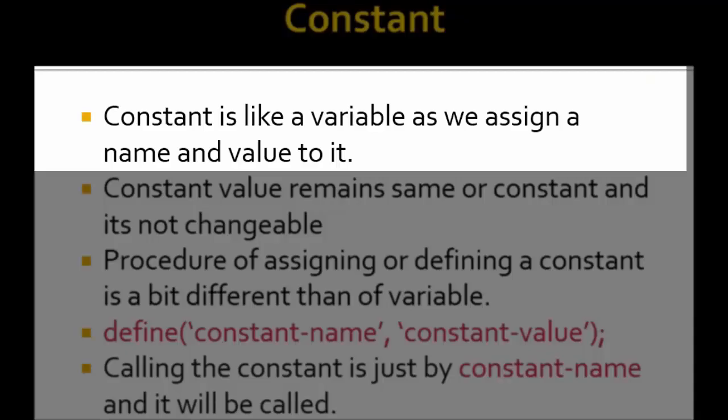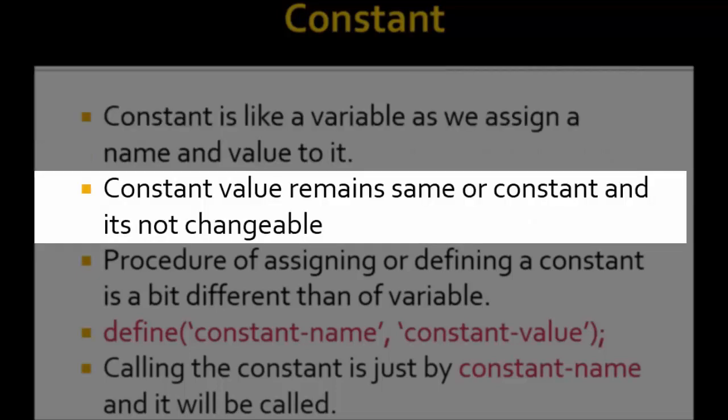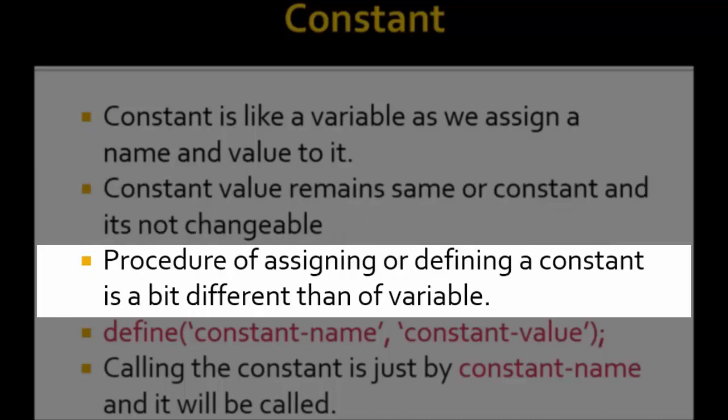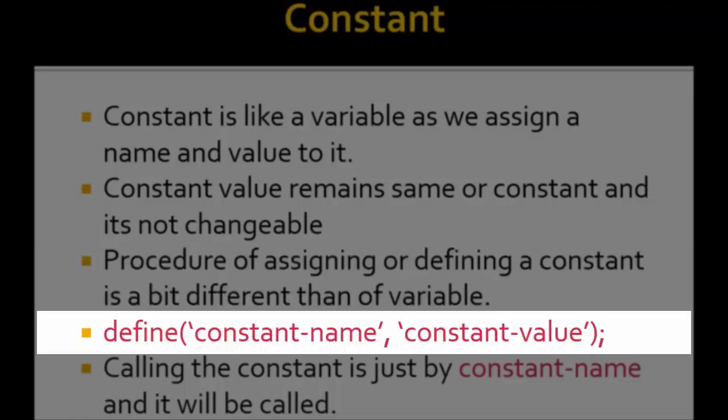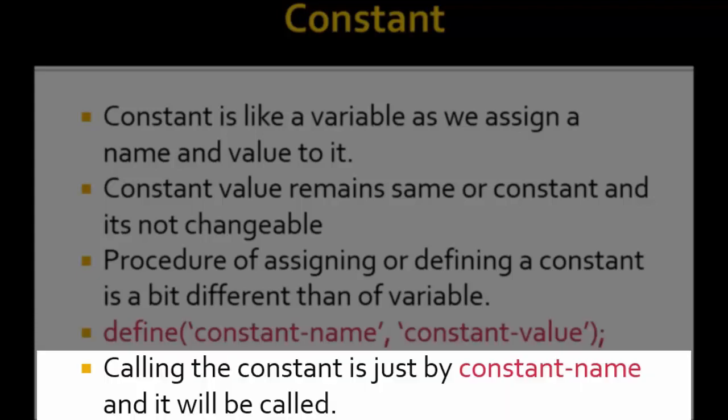Constant is like a variable as we assign a name and value to it. Constant value remains same every time and it's not changeable. Procedure of assigning or defining a constant is a bit different than of a variable. We define with a word define and then constant name and then constant value separated by comma. Calling the constant is just by a constant name without a dollar sign.